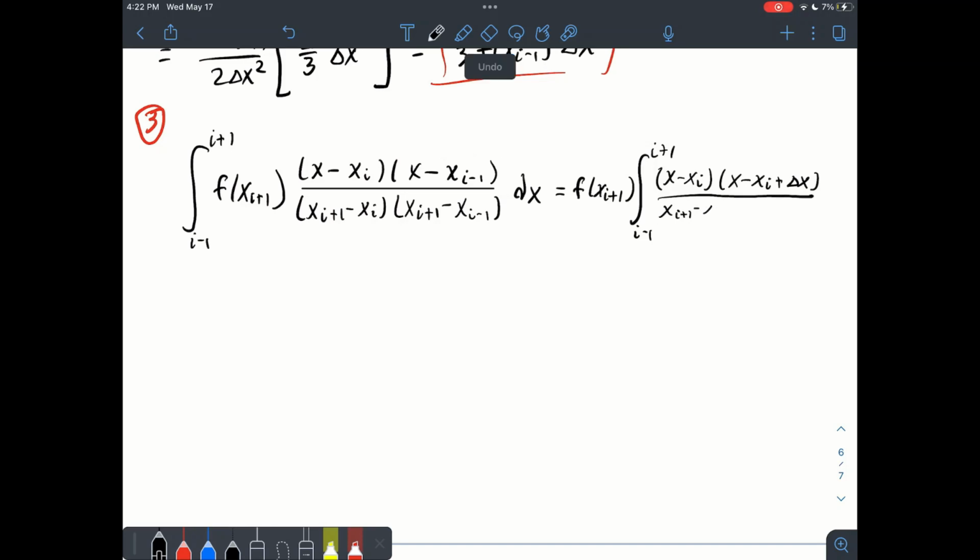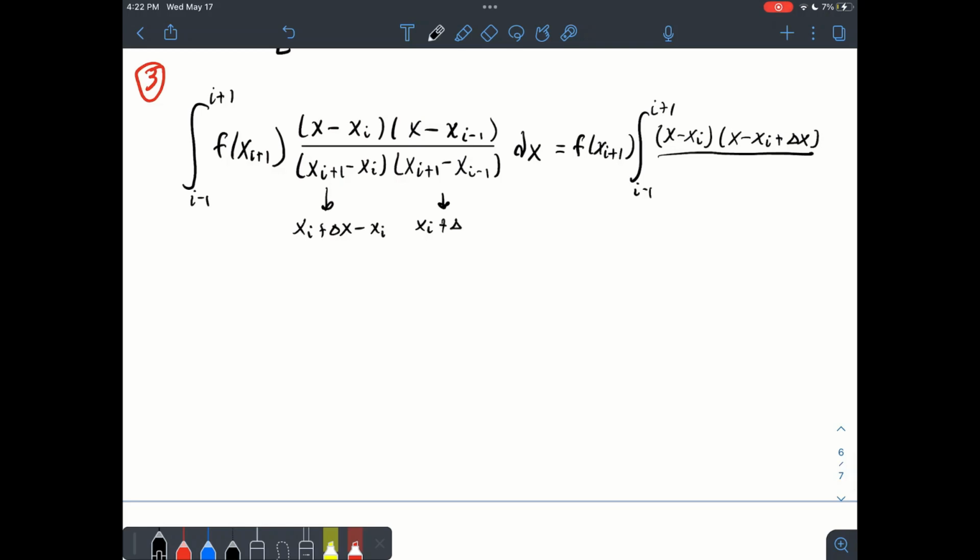But we forgot to, right, this is xi. Let's think, so we have over here xi plus delta x minus xi, and then right here we have xi plus delta x minus xi plus delta x. So here we have 2 delta x squared, and here we have delta x. I think that's correct. Yeah, that looks right. So we have another 2 delta x squared.